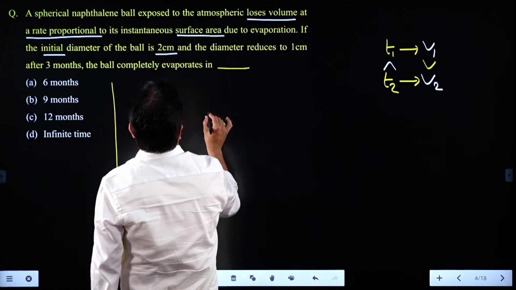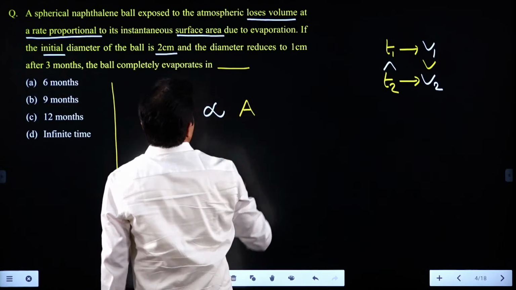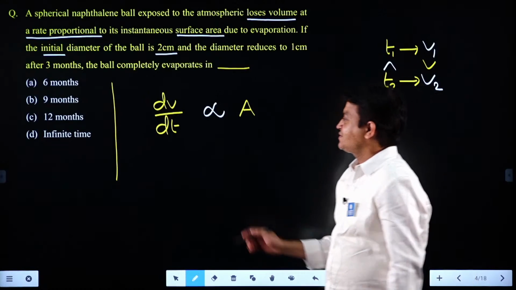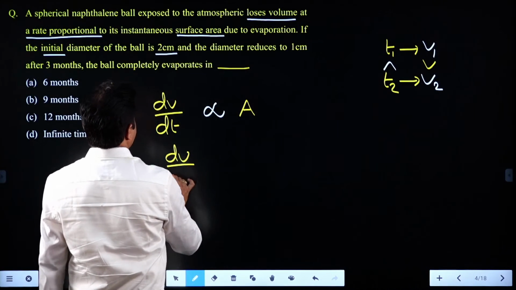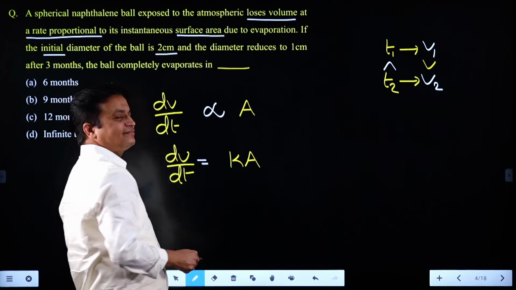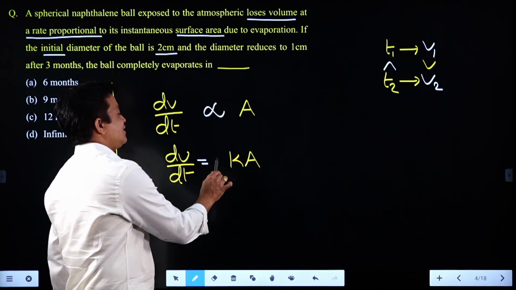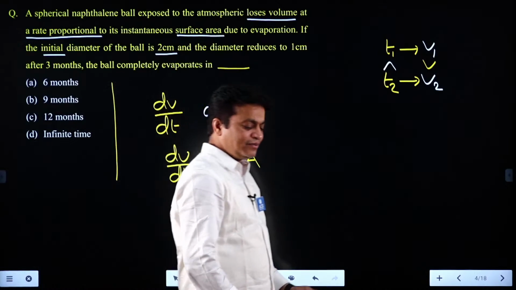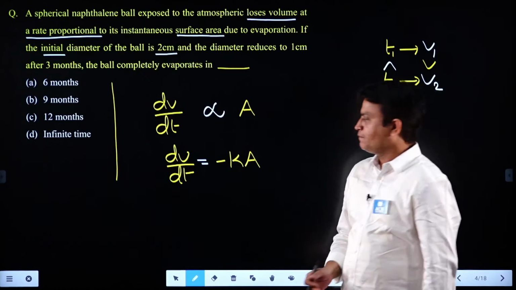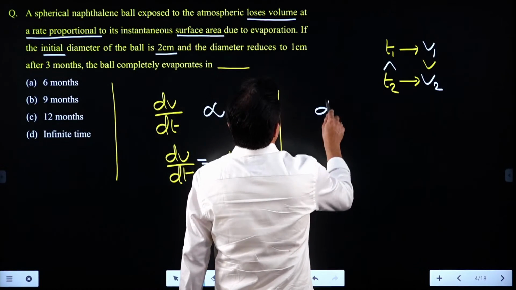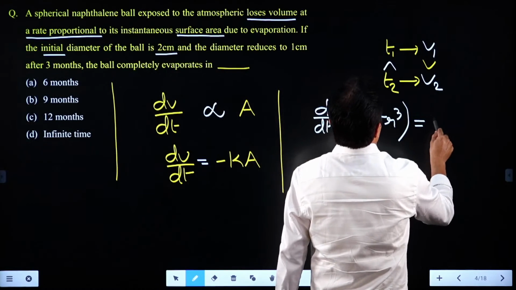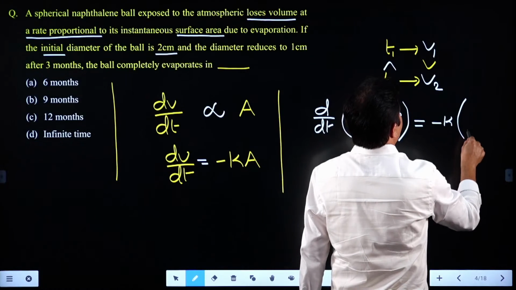That is proportional to its instantaneous surface area. So V for volume, A for area. Right side area positive, left side negative. So while removing the proportionality symbol, we multiply with a constant, some proportionality constant k into A. We are equating, but the left is negative and the right positive, so an extra minus is also attached. Now A is the area of that spherical ball and V the volume of that spherical ball. You know the basic formulas of a sphere. d by dt of V, 4/3 pi r cube, is equal to minus k into A, the surface area 4 pi r square.